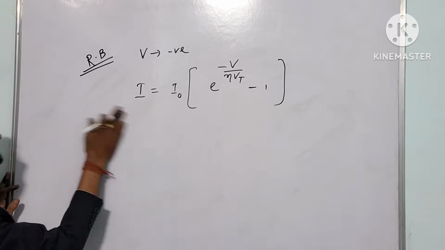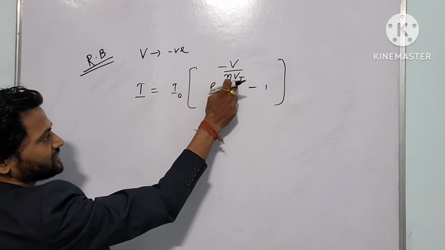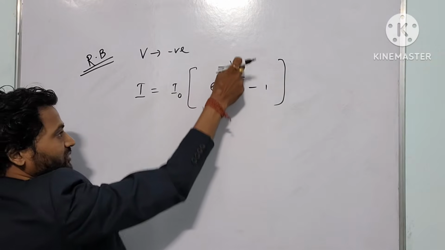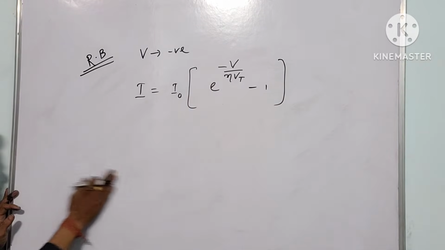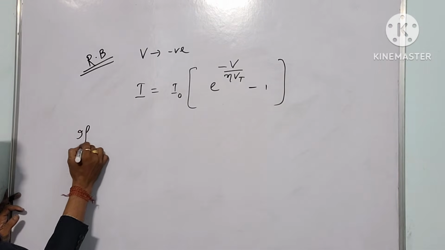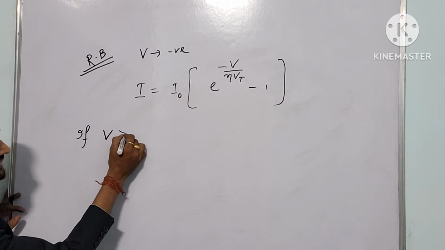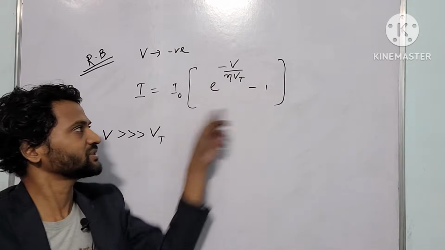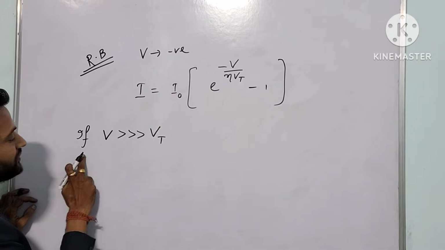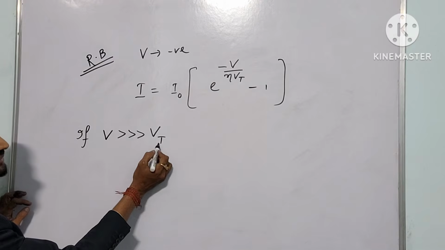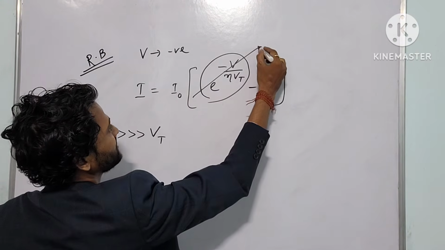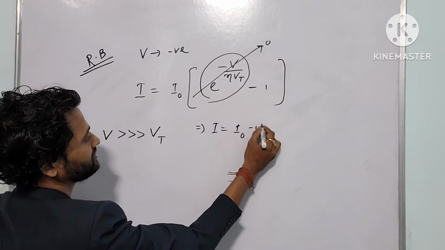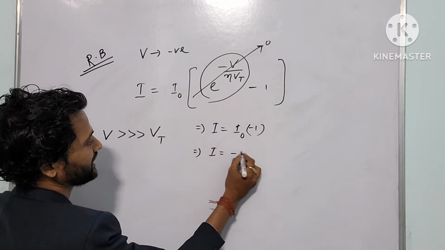बट यूजुअली क्या होता है, ये जो जंक्शन पोटेंशियल और जंक्शन वोल्टेज एट द टेम्परेचर यूजुअली कम होता है विथ रेस्पेक्ट टू योर सप्लाई वोल्टेज or applied voltage. So that means if applied voltage is very greater than Vt, a condition है. Usually you can take this expression if V is very greater than Vt. So this part will be approximately 0. Right? So your I will be equal to I naught into minus 1. So I is minus of I naught.